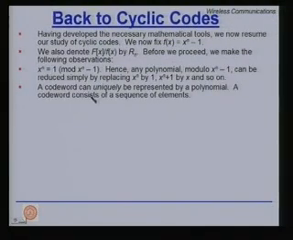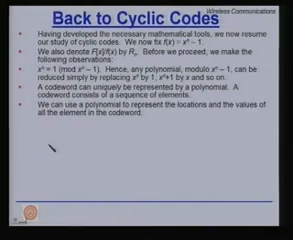A code word can be uniquely represented by a polynomial. This is the most important observation on this slide. A code word consists of a sequence of elements and they can correspond 1 to 1 to the coefficients of the polynomial. So, we can use a polynomial to represent the locations and the values of all the elements in the code word. If my code word has a block length n, then there are n elements in a code word. So, we can use these elements of the code word as coefficients of a polynomial. So, a polynomial has a unique code word and a code word can be uniquely represented by a polynomial.